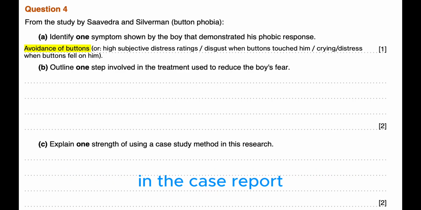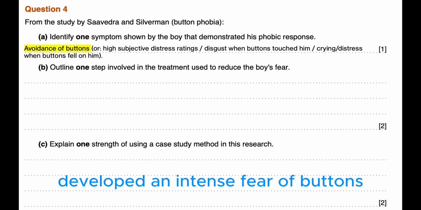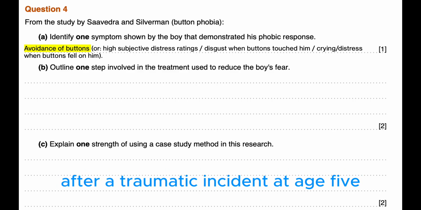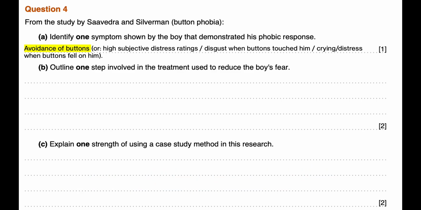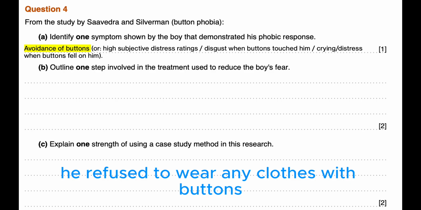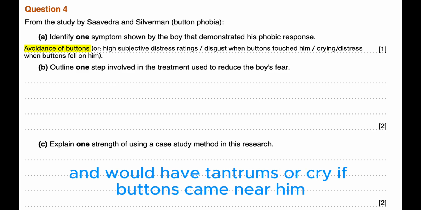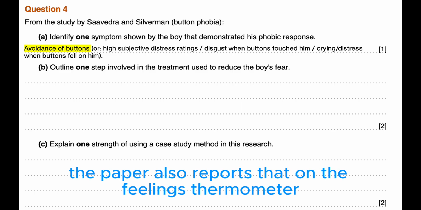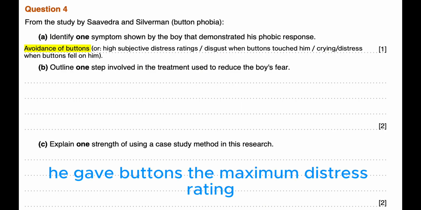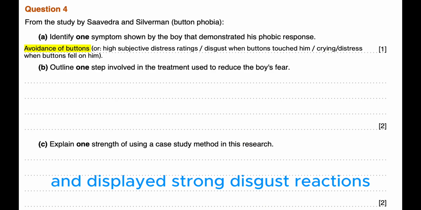In the case report, the researchers describe how the 5-year-old boy developed an intense fear of buttons after a traumatic incident at age 5. From that point, he showed clear avoidance behavior. He refused to wear any clothes with buttons, avoided touching buttons, and would have tantrums or cry if buttons came near him or touched his skin. The paper also reports that on the feelings thermometer, he gave buttons the maximum distress rating of 8 out of 8 and displayed strong disgust reactions.